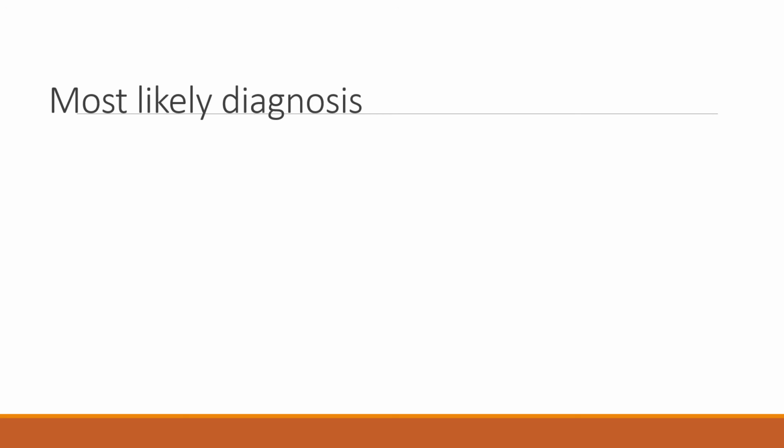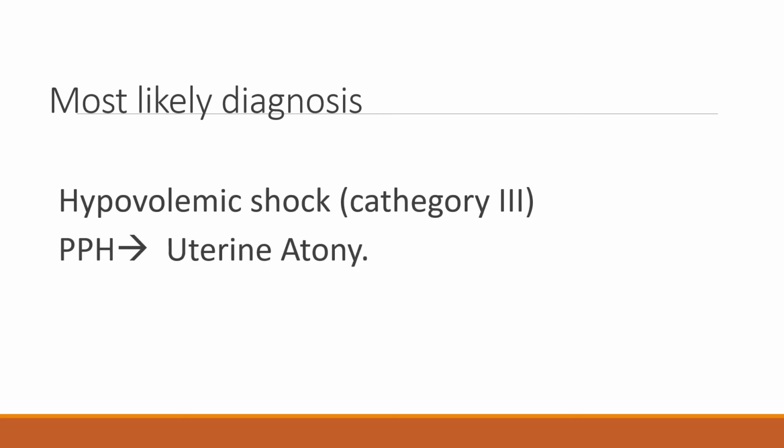The first diagnosis is hypovolemic shock, category 3. I hope you remember the class of shock. It's very important to see it before this class. And then we have a PPH, a postpartum hemorrhage, caused by uterine atony, 75% of all PPH. So let's continue. What about the management?